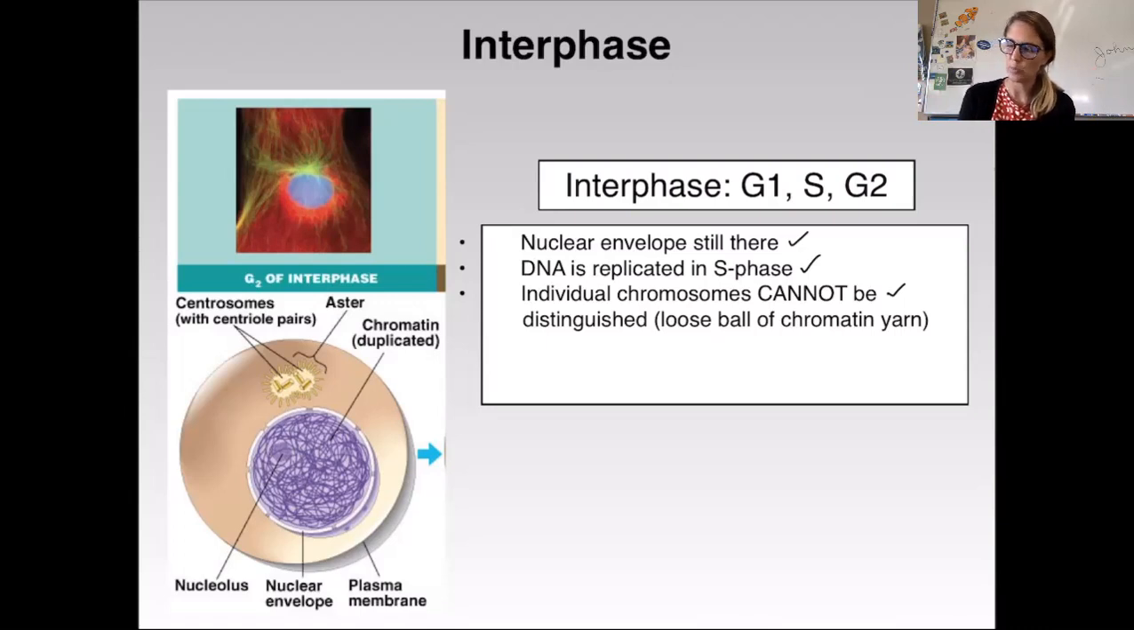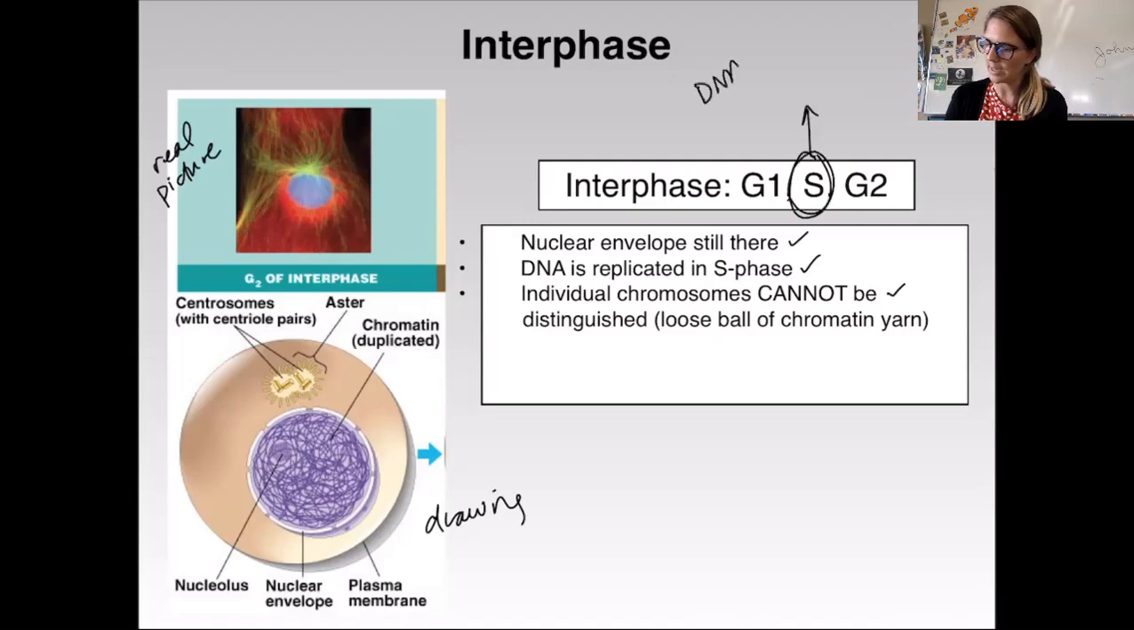So for each of these, we're going to look at a real picture of a cell and kind of a drawing of a cell, all right? One thing that you'll notice is that in S phase, not only are we getting DNA replication, but we're also replicating the centrosome.